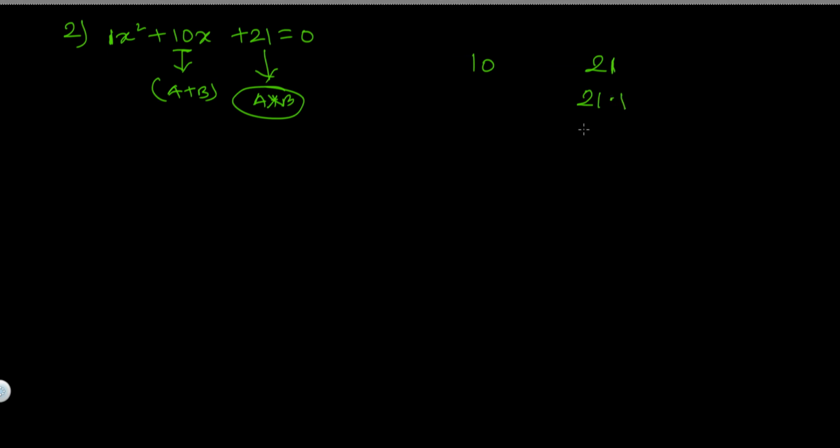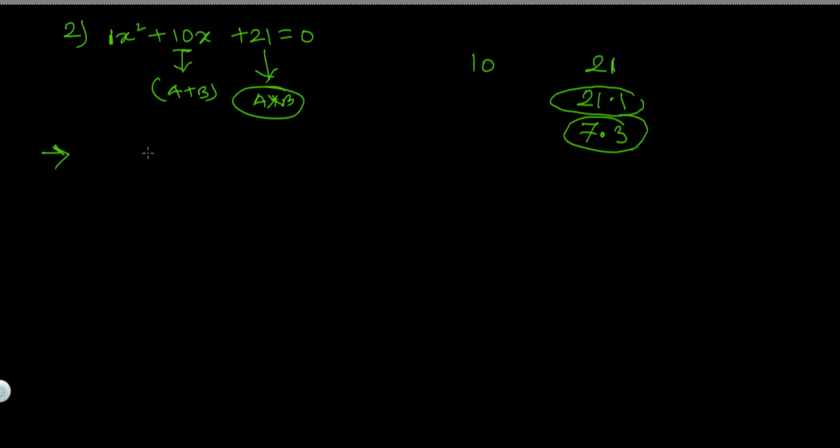and do you have any other thing? There is only one more item. 7 times 3 is 21. So you should have either this one or this one. 7 times 3 is 21, and 7 plus 3 is 10. So this condition is satisfied over here.